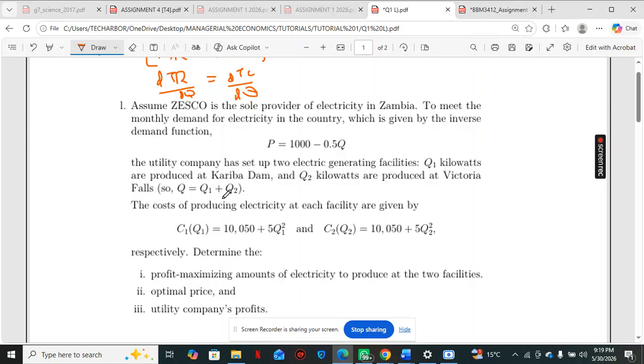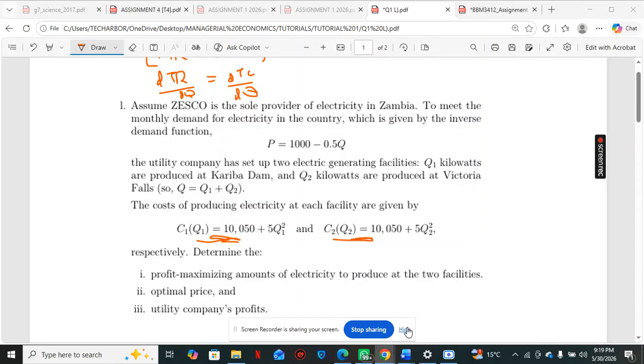The costs of producing electricity at each facility are given by C1 Q1. This is our total cost function for Kariba Dam. C2 Q2 is our total cost function for Victoria Falls, respectively. So determine number one, the profit maximizing amounts of electricity to produce at the two facilities.